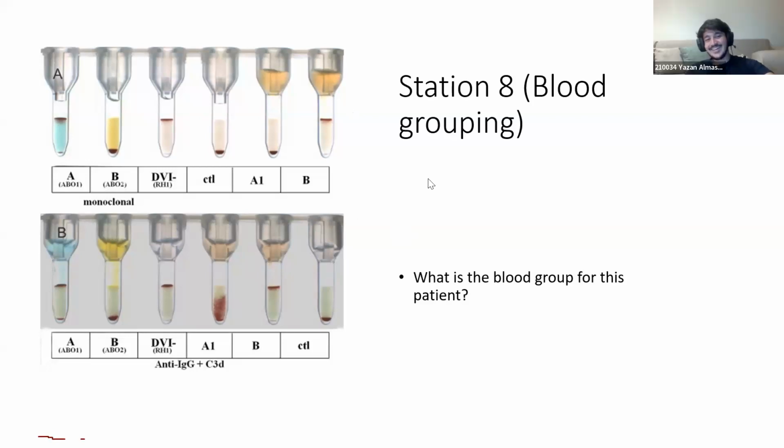Yeah, pretty much as Yasser explained. You can see a positive reaction here. So this is A. Okay, we look at the RH. Is it positive? Yes, it's positive. So it's A positive. Simply. If both are negative, it's O. If B is positive, it's B. If B and A are positive, AB, and you get the point.